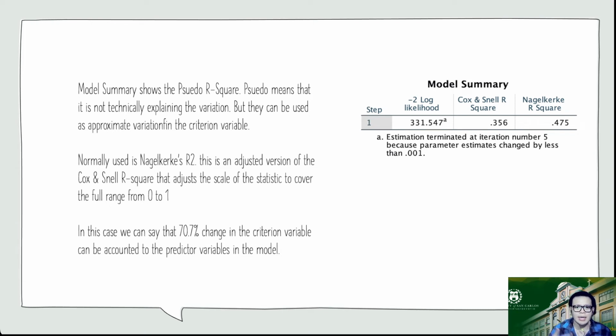Normally here, the Nagelkerke R square is the adjusted version of the Cox and Snell R square that adjusts the scale of the statistic to cover the full range of 0 to 1. Okay? And somehow it fits into 0 to 1. So in this case, we can say that 70.7% change in the criterion variable can be accounted to the predictor variable in this particular model.